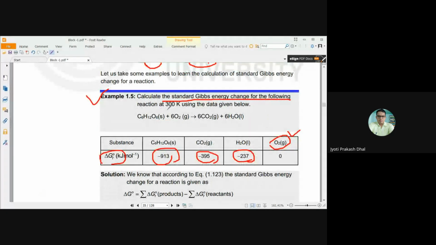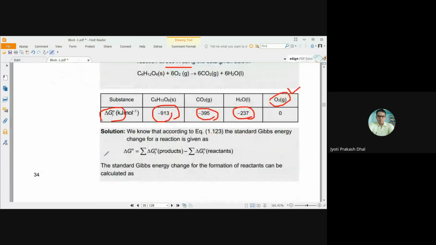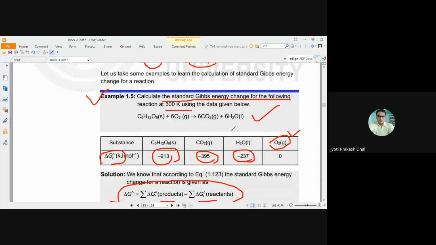So the question is, calculate the standard Gibbs energy change of the following reaction at 300 Kelvin using the data given below. You can apply the formula we have just studied, that is del G naught equals summation of del G F naught of the products minus summation of del G F naught of the reactants. In this equation, the products are carbon dioxide gas and water liquid, and the del G F naught values of the products and the reactants are given.